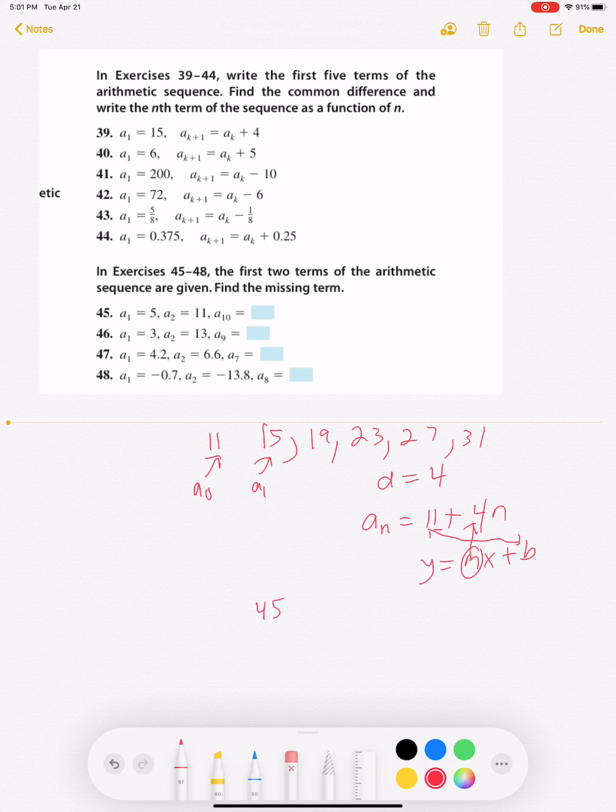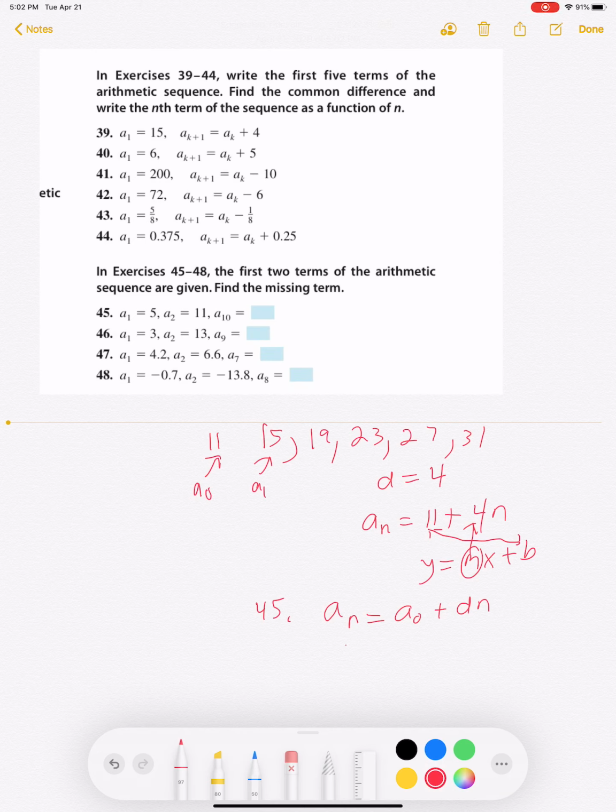Question 45. The first 2 terms of the arithmetic sequence are given. They give us a sub 1, a sub 2, and we have to figure out what a sub 10 is. All right, so here's what we're going to do. We're going to have to come up with an expression to help us find the nth term in the sequence. So we're going to say a sub n equals, remember it's going to be a sub 0 plus the common difference times n.